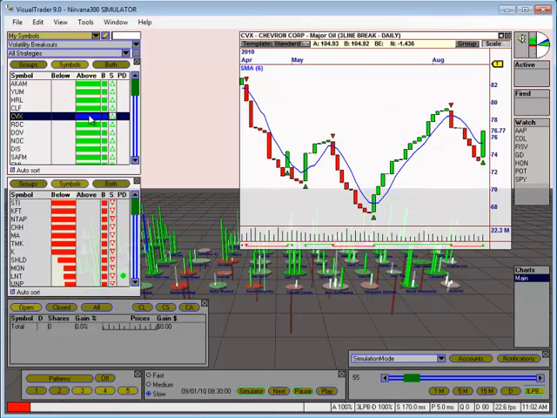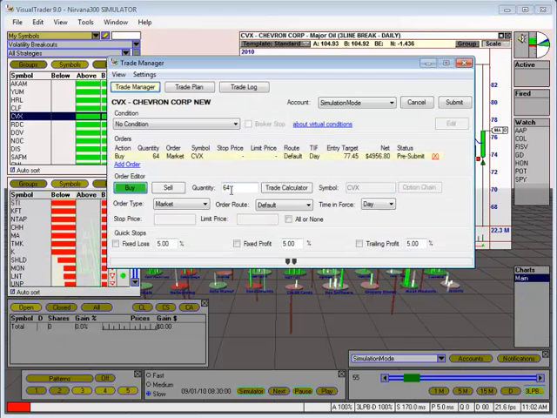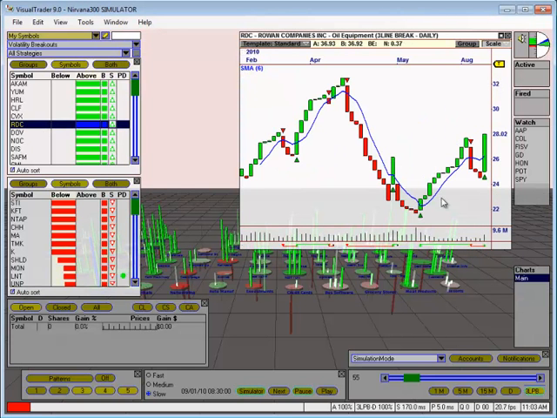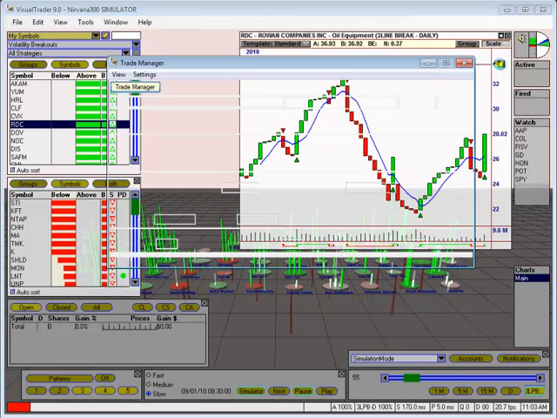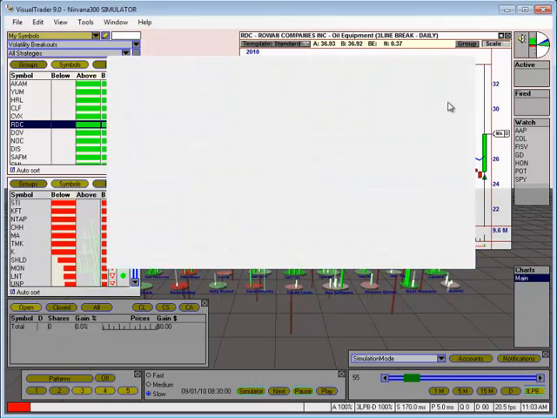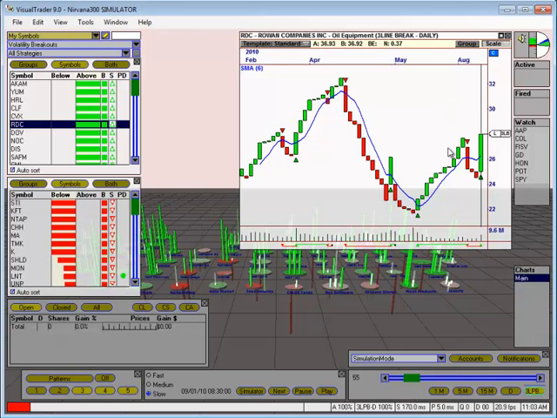Let's get on to the next one, Chevron, forming a higher low, very strong to the upside. Let's trade that one, 5% of my account. Click the Chevron, 5% right there, go. Let's go down to RDC, also a higher low formed, very strong. Let's click that one. Okay, buy 178 shares, submit. All right, those are some individual trades I've placed.